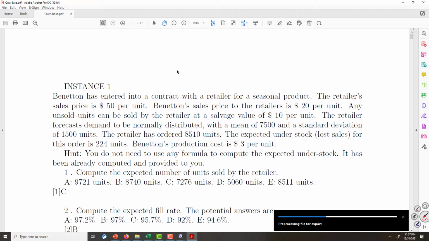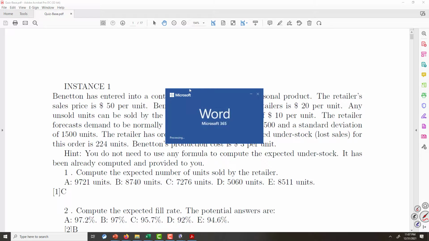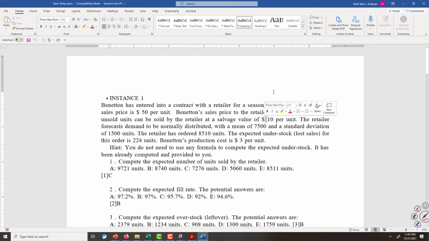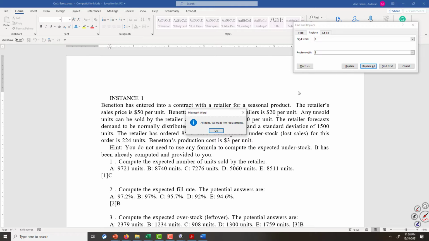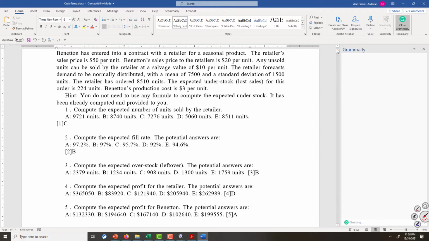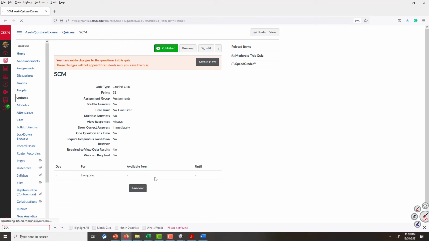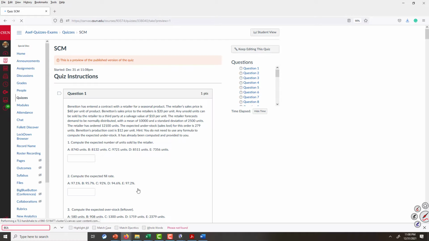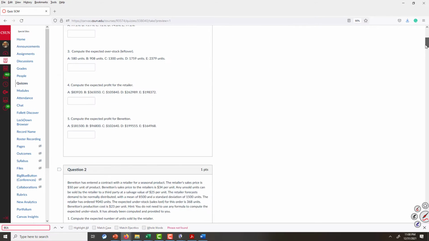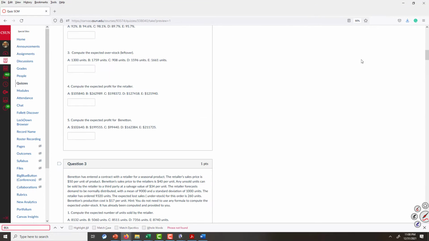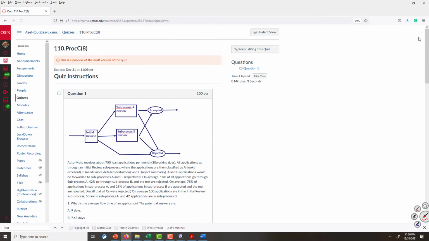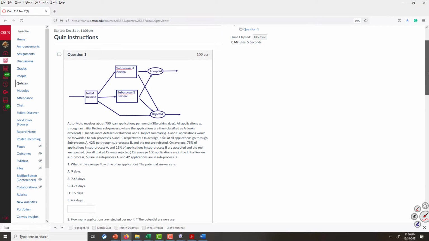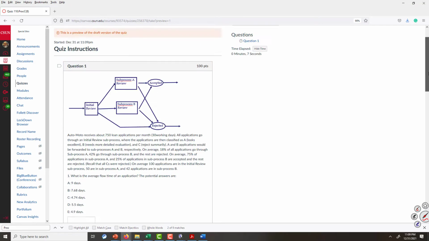When the Word file is generated, I need to do a little bit of cleaning, and after those cleanings, I can go through a process and upload the quiz or exam into Canvas. Here is the same quiz that I have uploaded in Canvas, and you see the format is quite nice. These quizzes could also have a schematic representation associated with them.